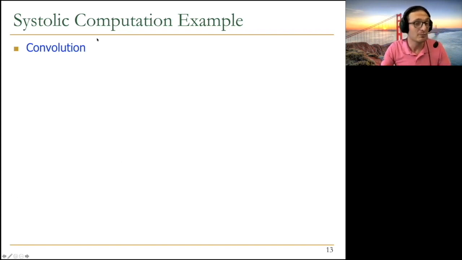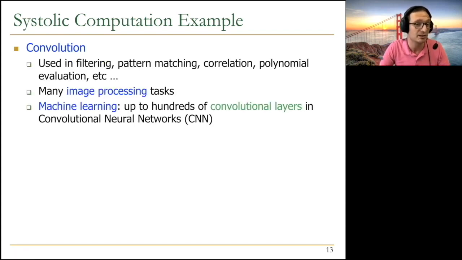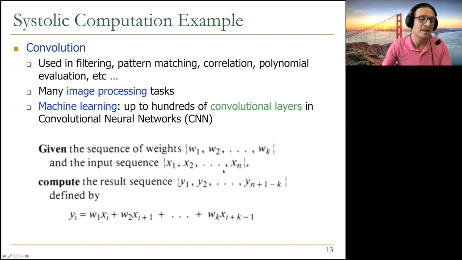But convolution was one of the major reasons why systolic arrays were built. And you can find this in the H.T. Kung paper. And convolution is a very basic mathematical operation or statistical operation where you filter an input element using essentially some weights, let's say, and you will see the operation soon. Basically, it's used in adaptive filtering, pattern matching, correlation finding, polynomial evaluation, etc. Many image processing tasks, many vision processing tasks, and lately many machine learning tasks. We can have up to hundreds of convolutional layers in convolutional neural networks, as we will discuss. So basically, what is the convolution operation? It's mathematically defined this way.